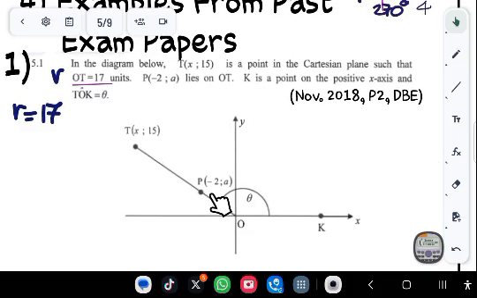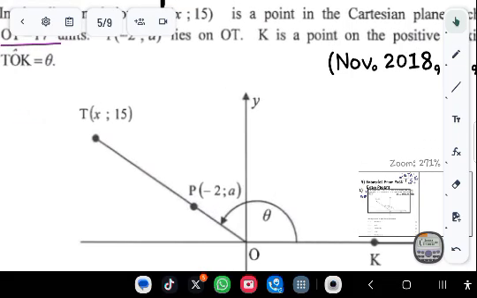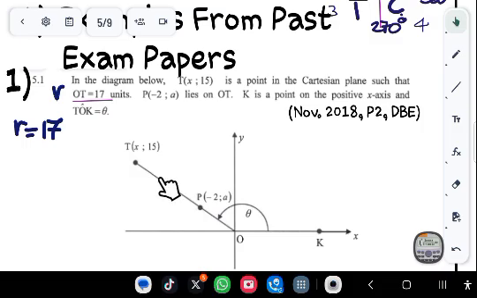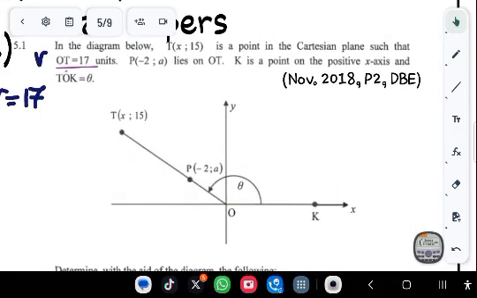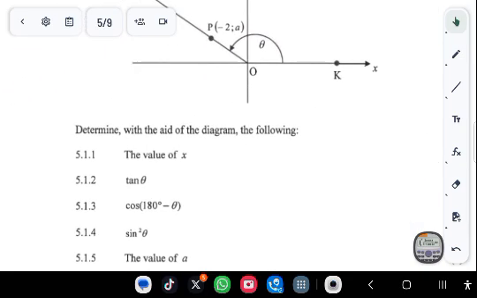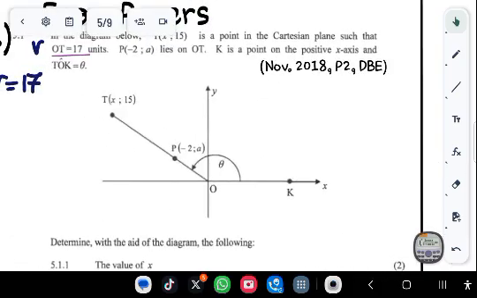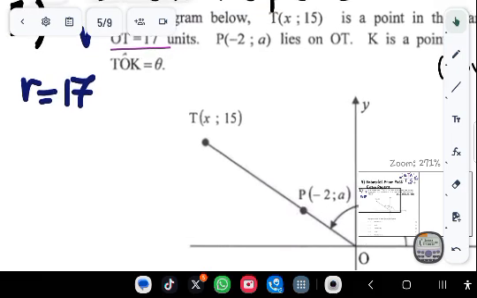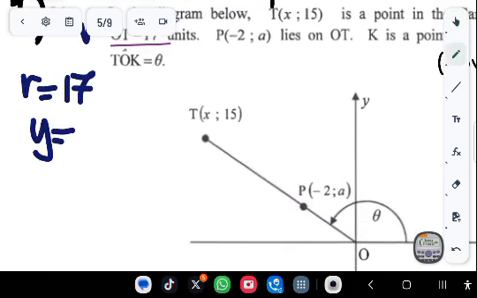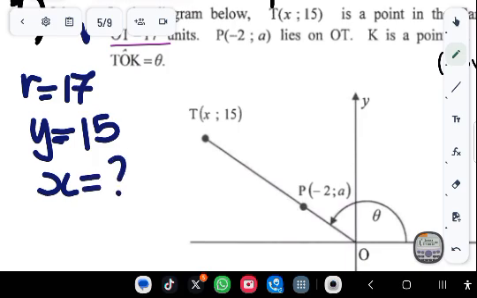Point P, which has the coordinates (-2a; ...), lies on OT, the hypotenuse. K is a point on the positive x-axis, and angle TOK is equal to theta. There is K. Determine with the aid of the diagram the following, which is the value of x. Now how do we find the value of x? The value of x is the x coordinate of that point. We've got r, we've got y, and that is 15. That is the y coordinate of that point. They want us to find x.